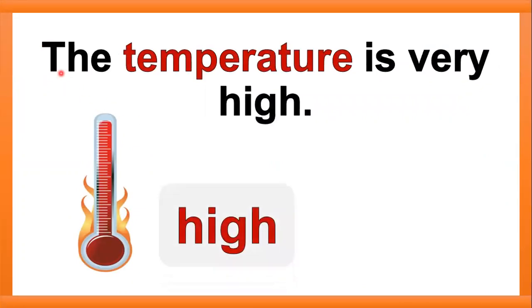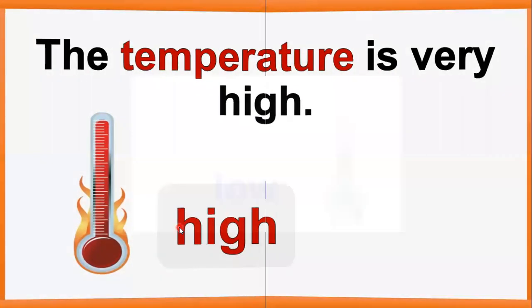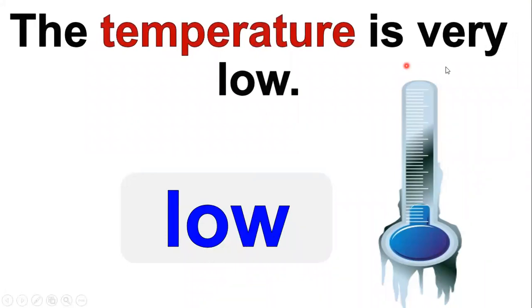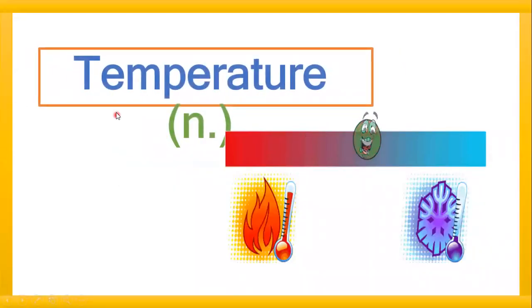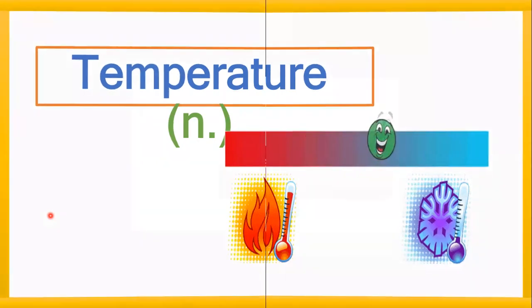Let's read the example. The temperature is very high. We have the word temperature. Now the temperature is high. Now the temperature is very low. Look at the thermometer here. It's low. So we have the word temperature. Today the temperature is 41, for example. It's hot. But yesterday at night it was 20, or it was just 10, so it's cold.